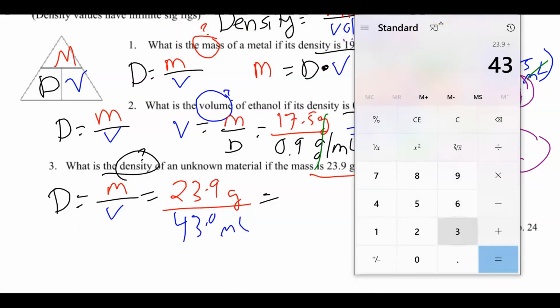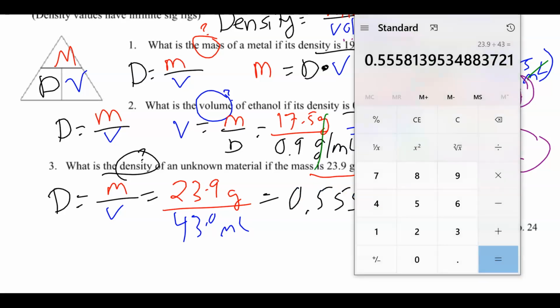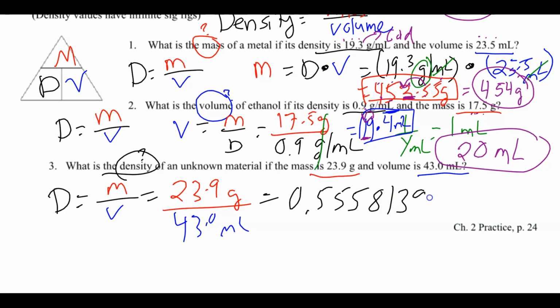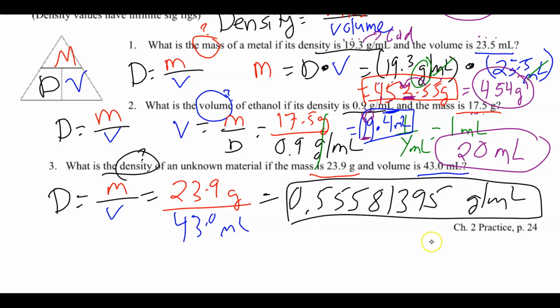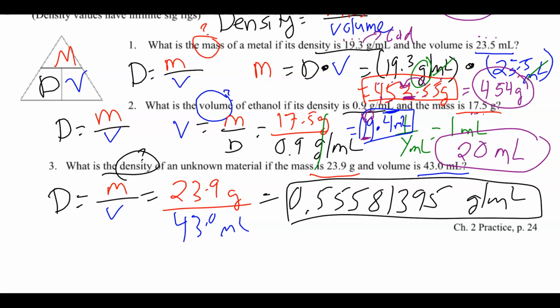23.9 divided by 43, 0.55581. And why not? Let's throw a few more sig figs. 395. And that's grams per milliliter. Now that's my calculator answer. Look how precise that is. I didn't even go to all the numbers it gave me. That's too precise. It's too accurate. I need to round this to the correct number of sig figs.